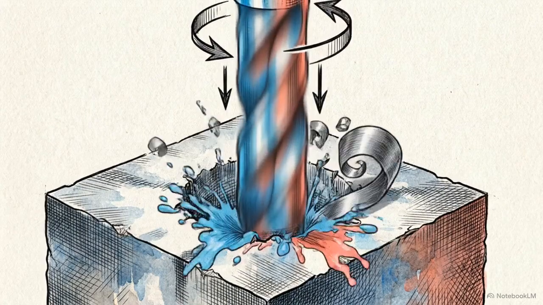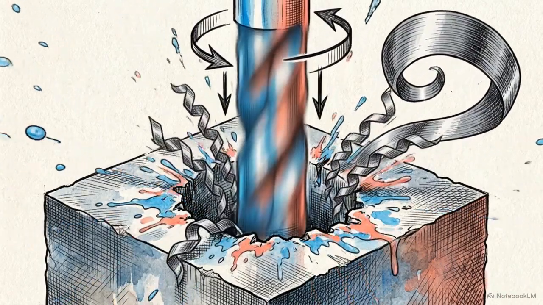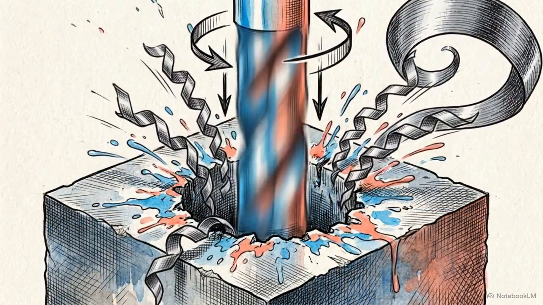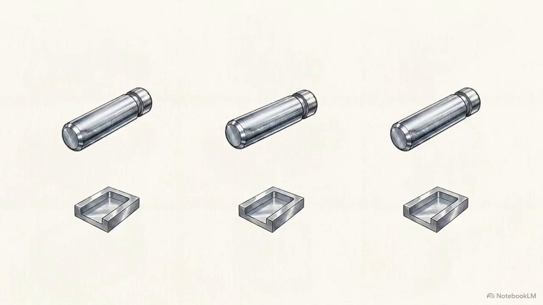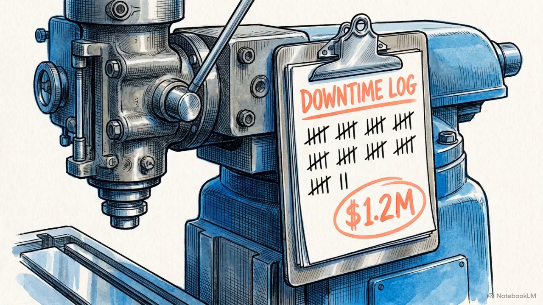Perpendicularity bridges that mathematical ideal with the physical reality of machining, giving the drill bit an exact boundary for its acceptable drift. Without this explicit control, assembly fit becomes a matter of probability. Leaving orientation up to chance risks millions of dollars in scrapped parts and machine downtime.